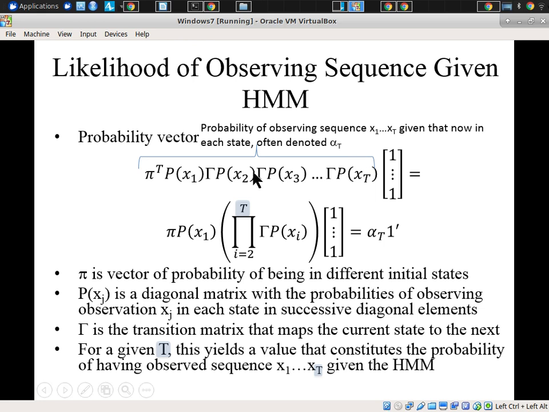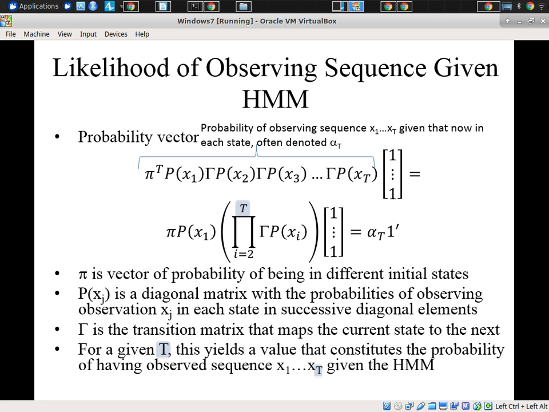Okay, so this is the probability vector. If we wrote this out in its full complement, we'd get something like this. This is the initial probability pi. It's a vector of initial probabilities, the probability of starting in each successive state. And then p is the probability of observing the first data point, a matrix whose successive diagonal entries are the probability of observing x1 given you're in state A, state B, state C, and then tau is the transition matrix.